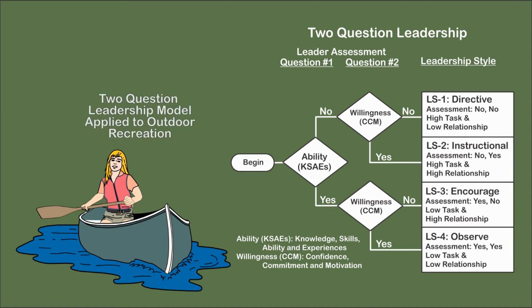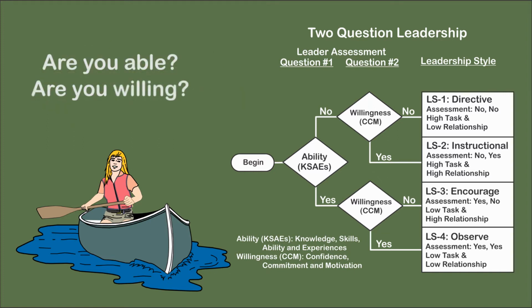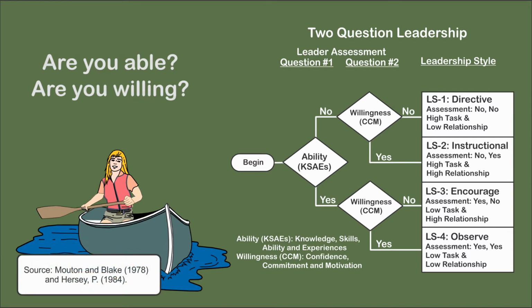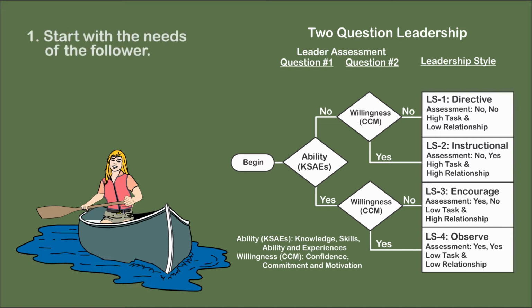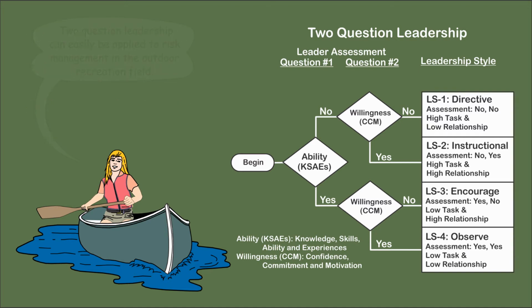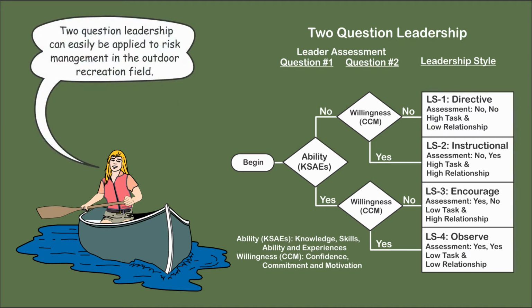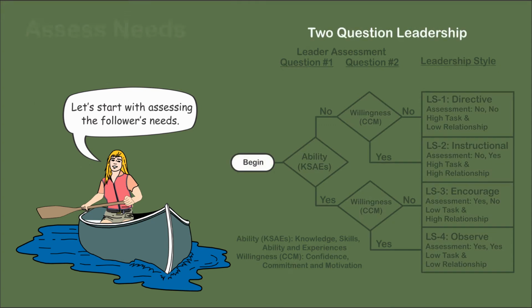As a leader or an instructor, you can ask two questions that determine your leadership style with the follower. Are you able and are you willing? The two-question leadership model builds upon the large body of leadership theory, including the work of Mouton and Blake and Hersey. The model starts with where the follower is at and where the leader changes their leadership style based on the follower's needs. It is included as part of the risk management because mismatches in leadership style can easily lead to accidents. Start with assessing the follower's needs.